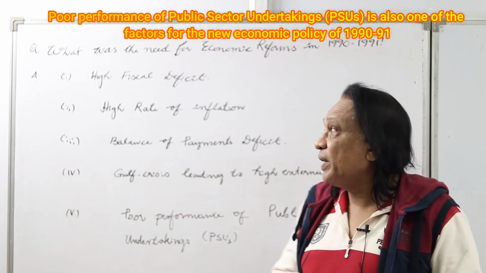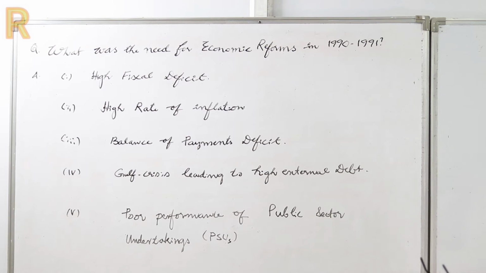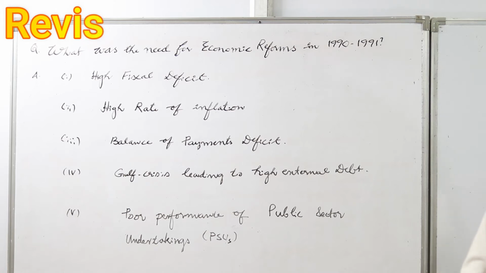in 1990-91. So let's see once again what was the need for new economic reforms. The first point was high fiscal deficit. The second was high rate of inflation. The third is balance of payments deficit. The fourth is Gulf crisis leading to high external debt. And the fifth is poor performance of public sector undertakings. We'll see once again in detail.